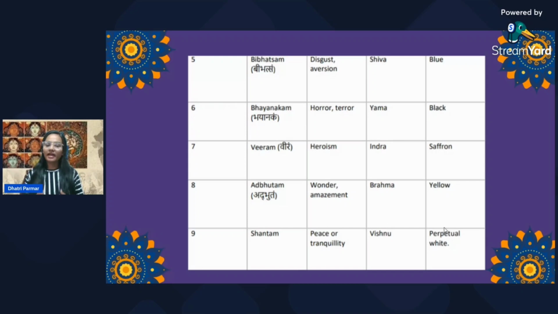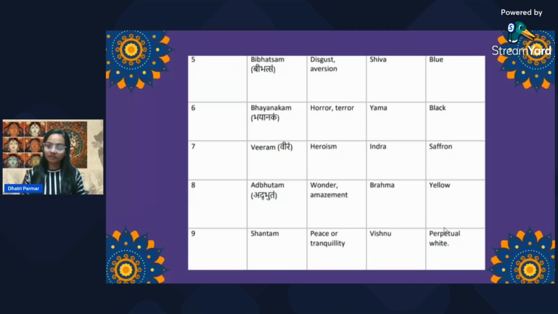The sixth rasa is Bhayanaka, a kind of horror or terror bhava released from that. And once again, its deity is Yama and color is black. Bhayanaka rasa, for example, is reflected in Abhignan Shakuntalam when Dushyant is trying to hunt a deer, and Kalidasa expresses the emotion of a deer, the face of a deer. So at that time, the Bhayanaka rasa has emerged.